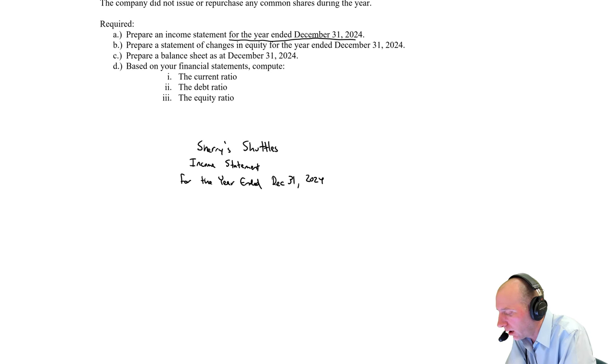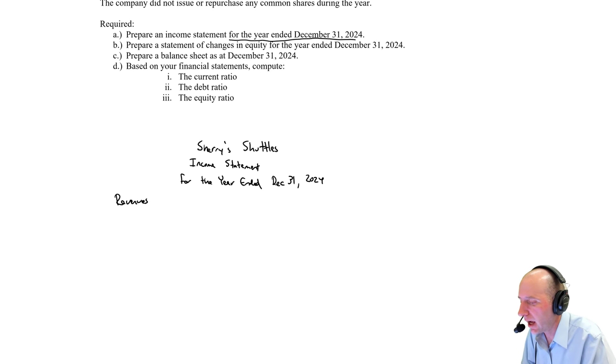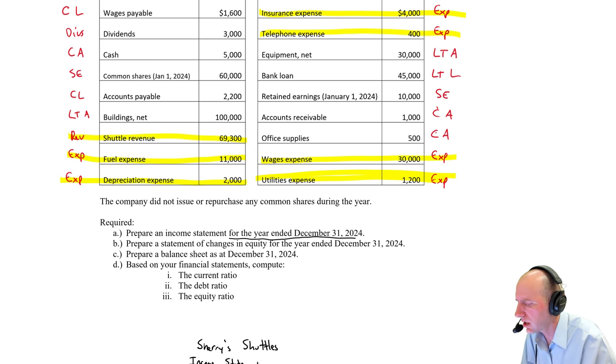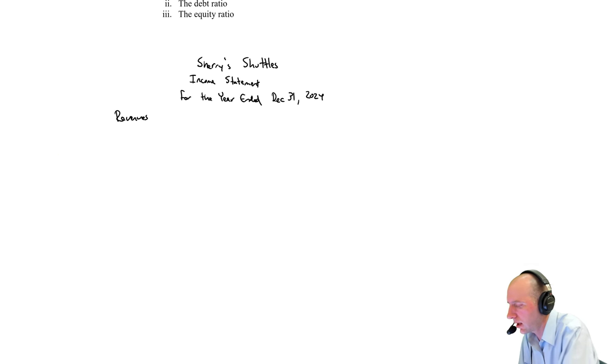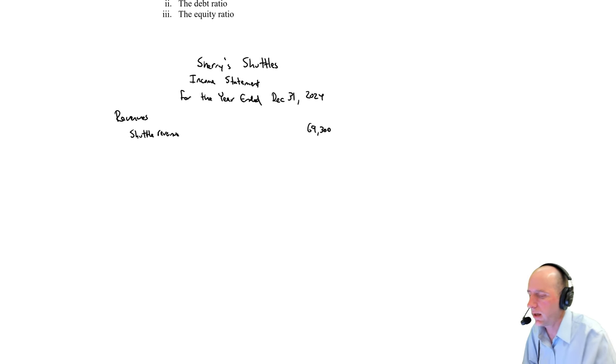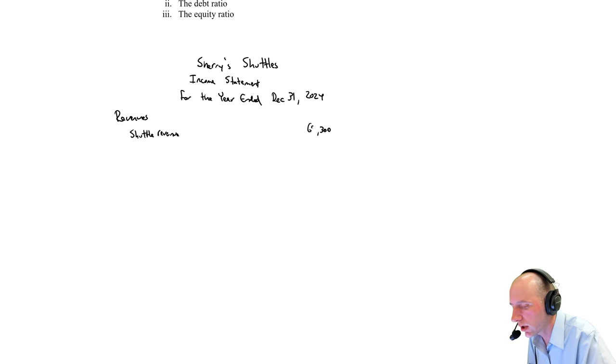We start with our revenues. And we had, I think it was called shuttle revenue. Yeah, there it is. Shuttle revenue, $69,300, just right here. So shuttle revenue of $69,300. Actually it should be a lowercase r here, revenue, $69,300. We write the 69.3 over on this side of the page. So there we have our shuttle revenue.